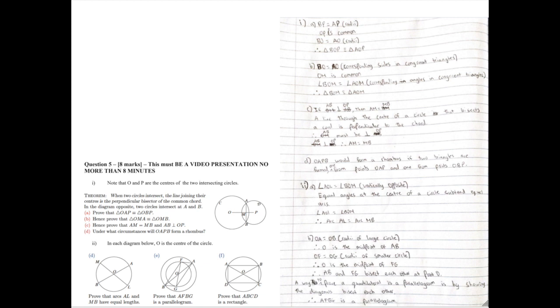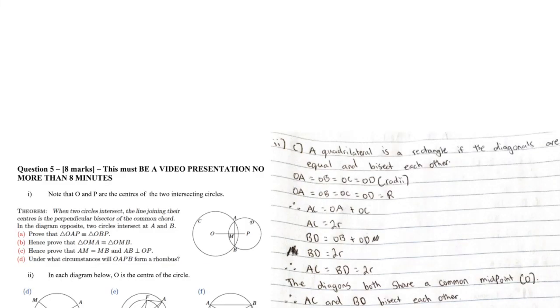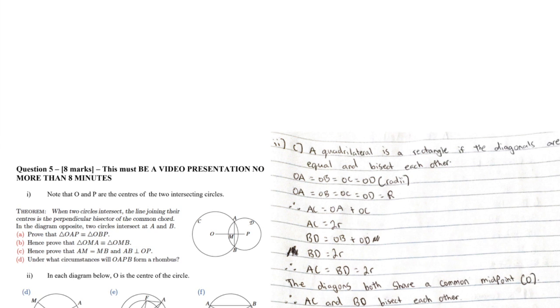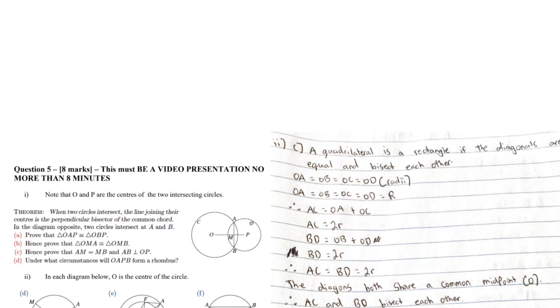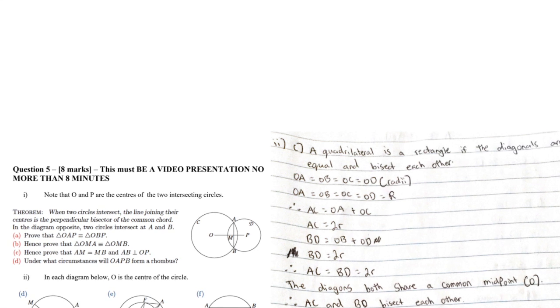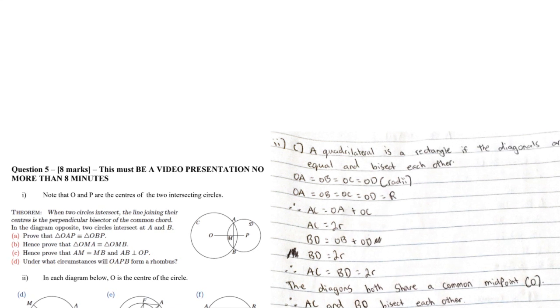Now the final question in question 5, F, we are asked to prove that ABCD is a rectangle. Now, a quadrilateral is considered a rectangle if the diagonals are equal and they bisect each other.